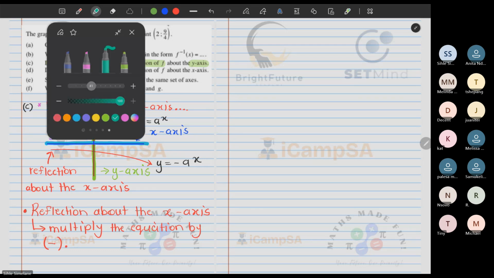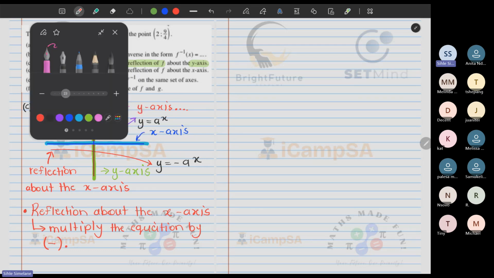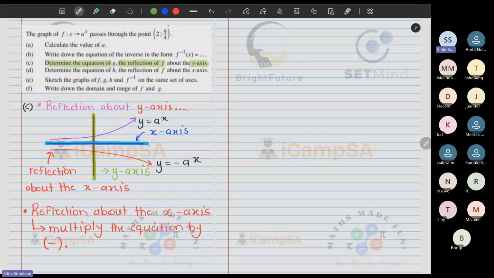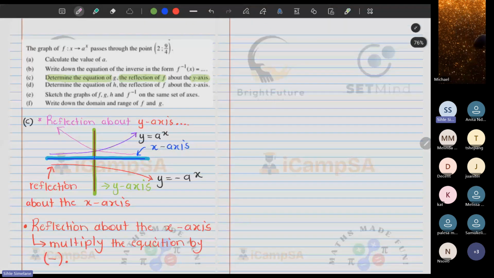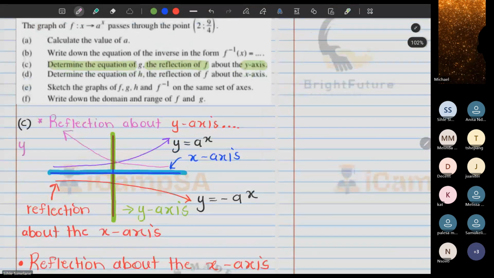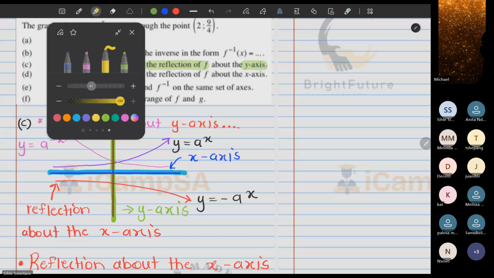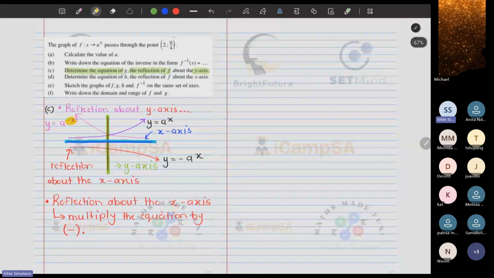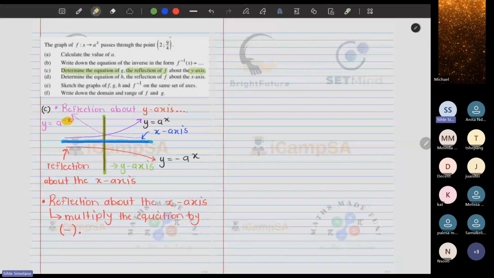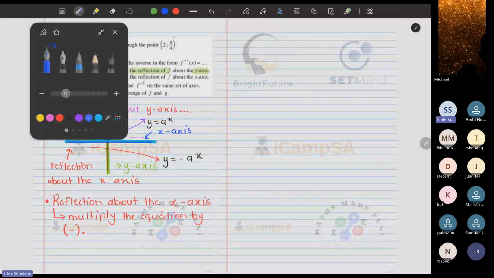Now, let me quickly draw a function. So when we reflect about the y-axis, the equation will look like this instead. It will be the pink. So that pink will be the reflection about the y-axis. And how does the equation change? The equation just becomes a to the minus x. When we reflect about the y-axis, wherever we see x, we put an opposite sign. Okay, let's make a note of that, and then we'll go and execute.